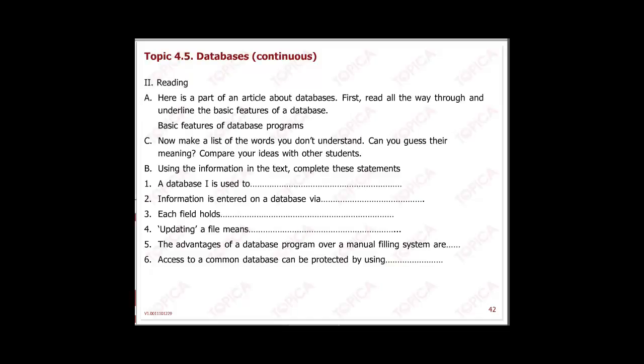A. Here is a part of an article about databases. First, read all the way through and underline the basic features of a database. B. Make a list of the words you don't understand. Can you guess their meaning? Compare your ideas with other students. C. Using the information in the text, complete the sentences below.